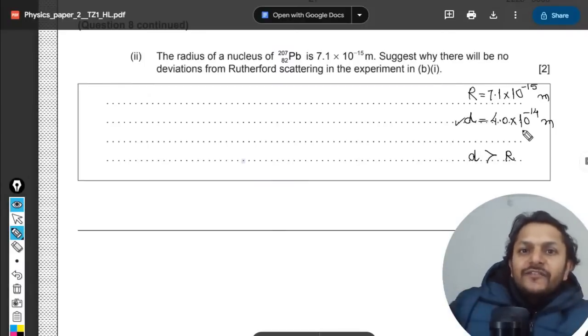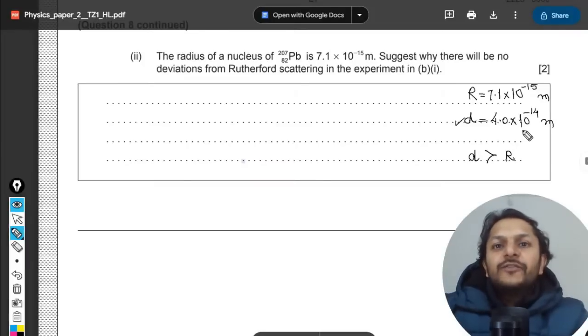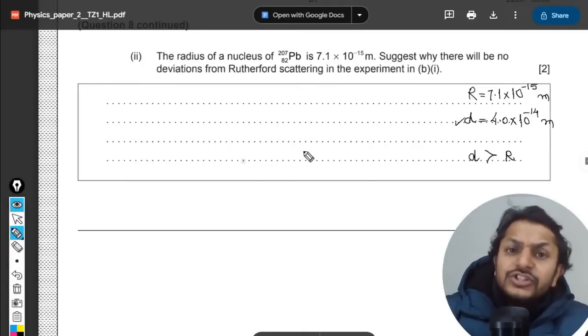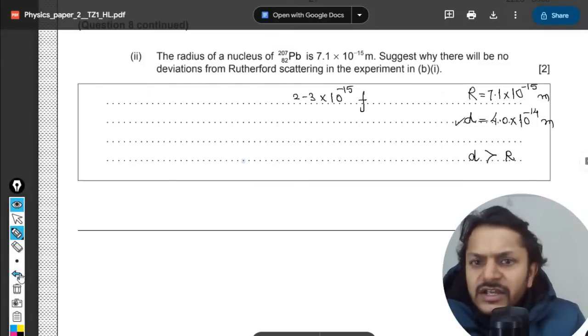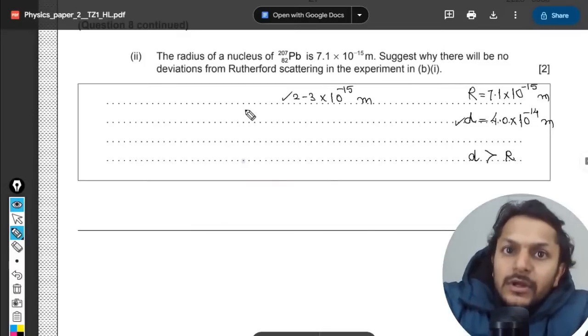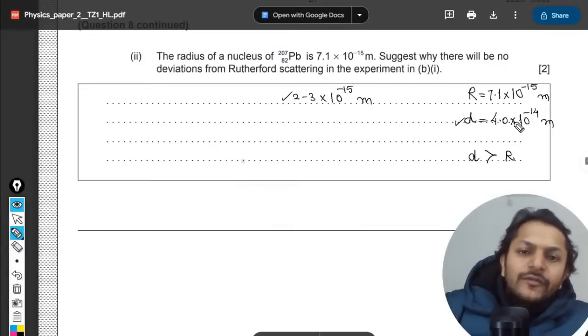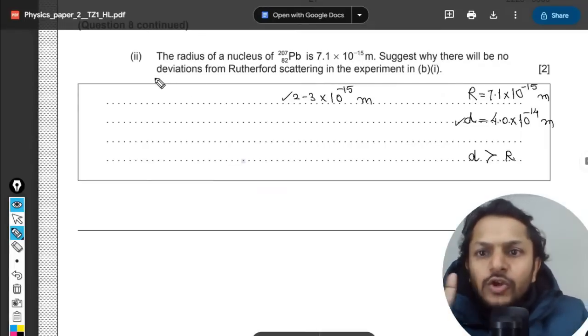If the distance becomes very small, then nuclear forces also start acting. As of now, the alpha particle is far enough, so the nuclear forces will not have any influence on it. What is the distance up to which the nuclear forces show an influence? That is nearly 2 to 3 Fermi meter, that is 10^-15 meters. This is the distance the alpha particle needs to come into, but it is very far away, about 10 times this distance. That is why there will be no deviation.